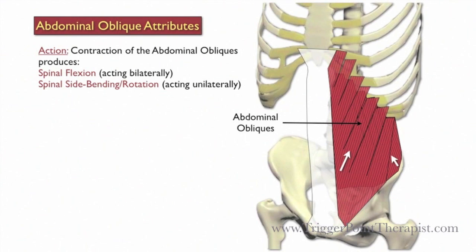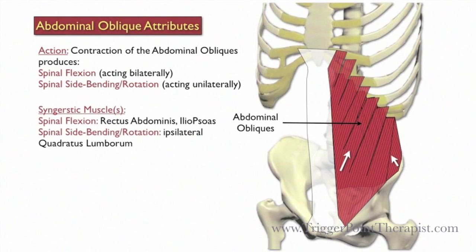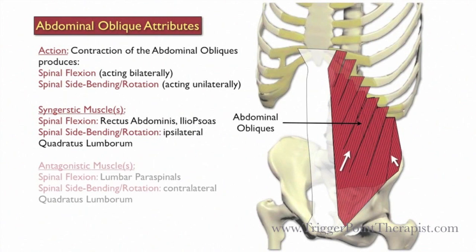Bilateral contraction of the abdominal obliques causes spinal flexion, and unilateral contraction causes side bending or rotation. The rectus abdominis and iliopsoas assist this muscle group in spinal flexion, and the ipsilateral quadratus lumborum assists during spinal side bending and rotation. The lumbar paraspinal muscles oppose this abdominal oblique muscle during spinal flexion, and the contralateral quadratus lumborum opposes the muscle during spinal side bending and rotation.